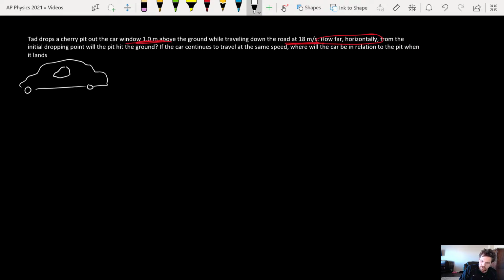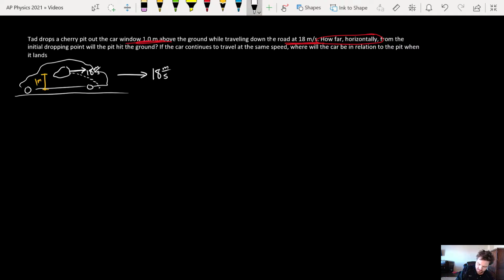Sure. There's a car. I don't know why it's so bumpy, but it is. The car is going 18 meters per second to the right, which means this cherry pit is also going 18 meters per second to the right. And then it goes boo and hits the ground. We know this thing is 1 meter above the ground.